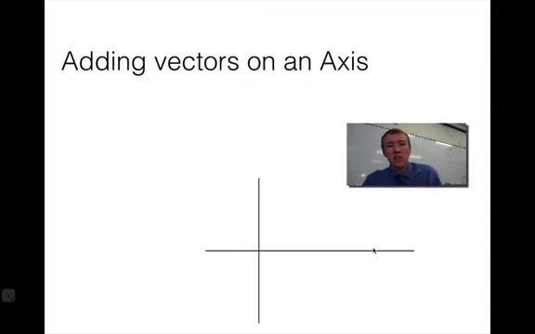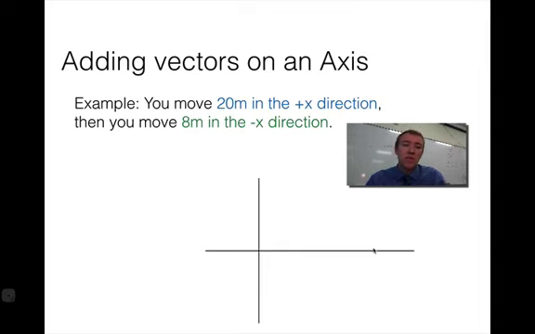Let's add some vectors on just the x-axis, so vectors in one dimension. Let's say that you moved 20 meters in the positive x direction. That would look like this, 20 meters in the positive x direction. Then you move 8 meters in the negative x direction. So 8 meters in the negative x direction.